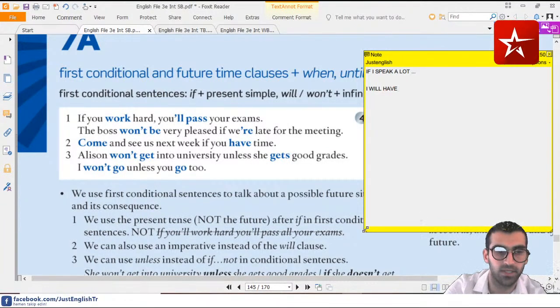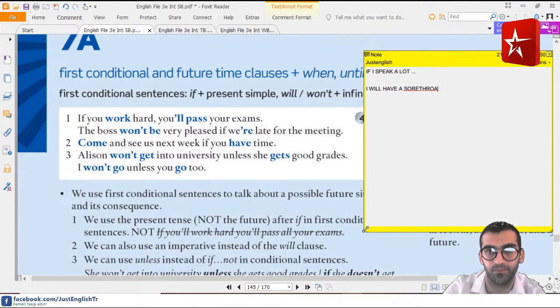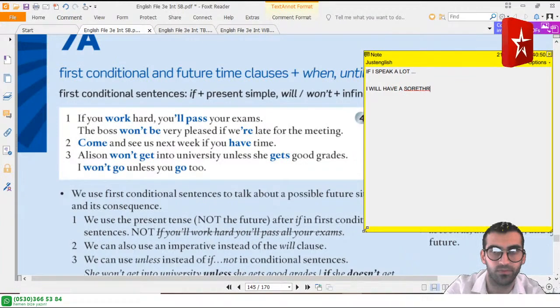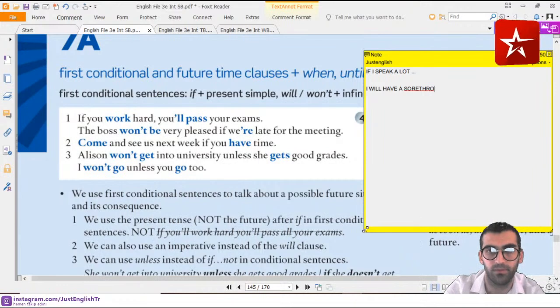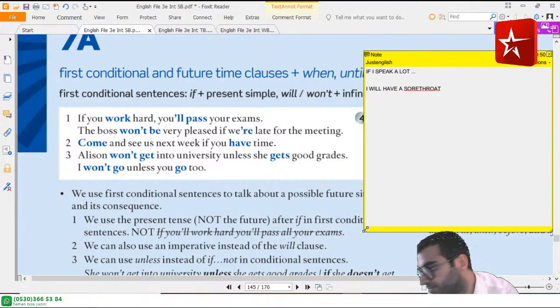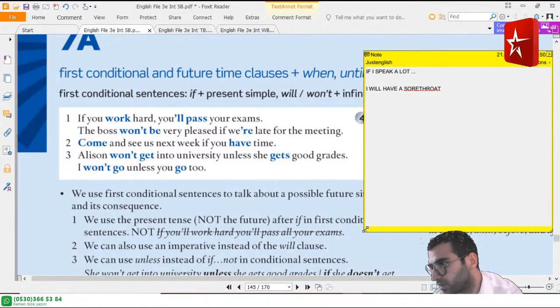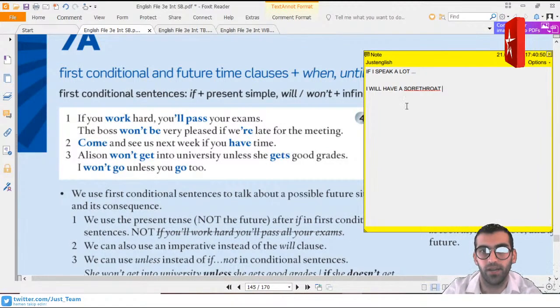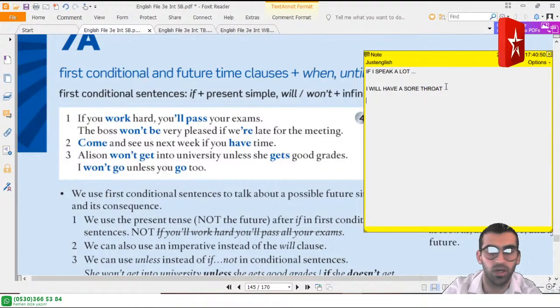So if I speak a lot, it means I will have a sore throat. I'll have a sore throat. Sore throat, I will have. Okay, and what about you? Can you tell me? Yeah, we have to write it separately. That's why sore throat. I'll have a sore throat, or what?